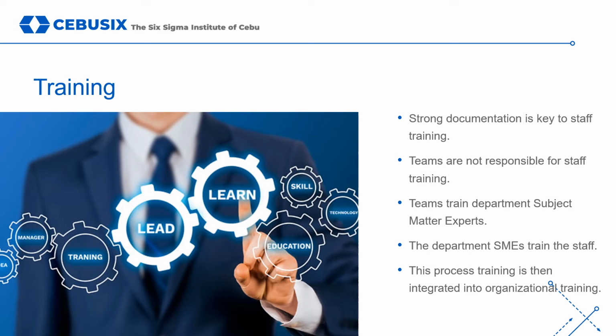Strong documentation is key to the next part of implementing improvements, which is staff training. Six Sigma teams usually aren't in charge of complete staff training on any improvement that they make. Instead, teams begin the training process by working with training subject matter experts or delegates in the department impacted by the upcoming changes. The Six Sigma team trains these individuals, who then go on to train other individuals who will be impacted by the process. At some point, the process training should be integrated into regular organizational training by trainers or knowledge management departments.